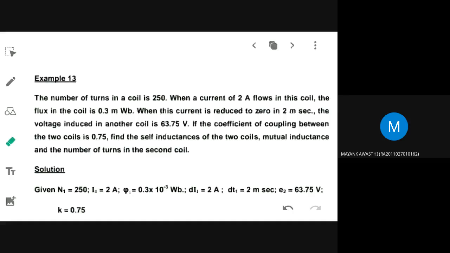Madam, number of turns is 250. Who is telling me this answer? Ma'am, I'm reading the question. Mayank and Ayyappa, between you two, you have to define the various given data and tell me what you need to find. Yes, madam.